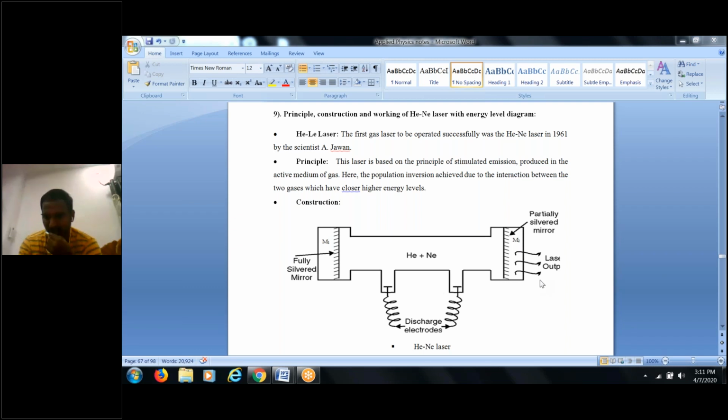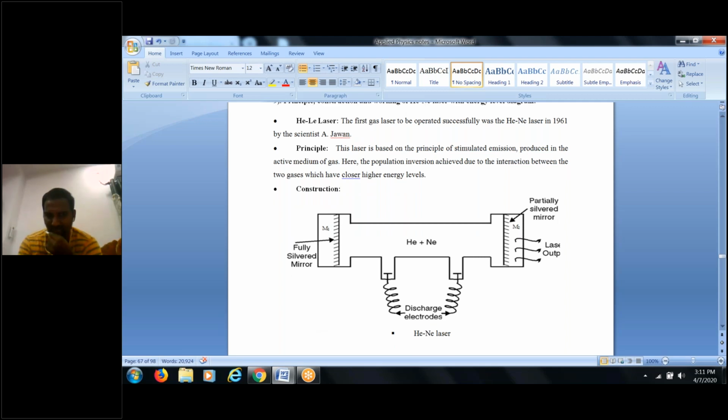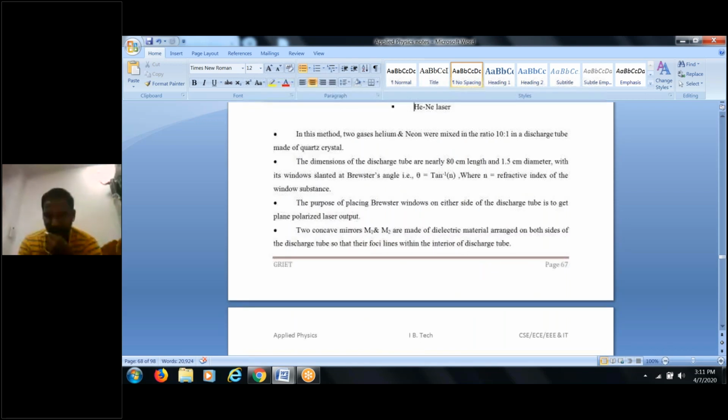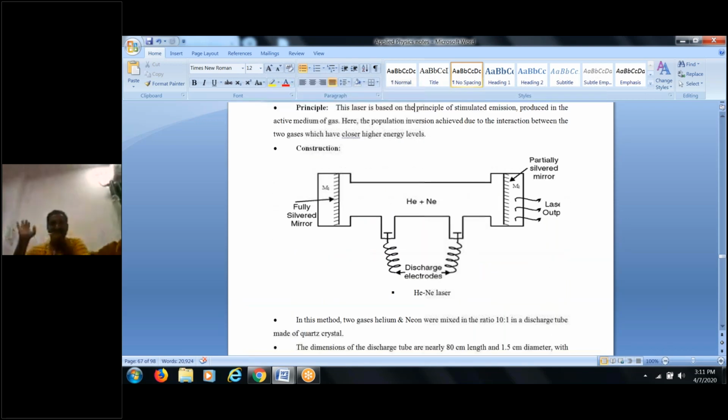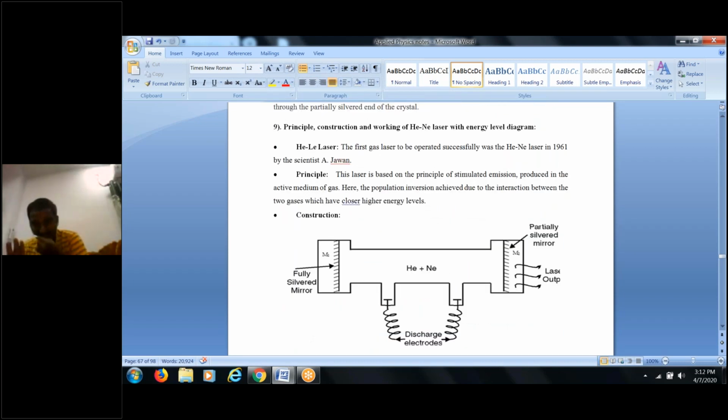Right. So once the Ruby laser is over, then in exactly the same format, you have to go for another laser which is in our syllabus, that is nothing but the helium neon laser. First of all, this was discovered in the year 1961. Who discovered this one? The scientist named Javan discovered the first successful gas laser, not a solid state laser, which is the helium neon laser, operated in the year 1961.